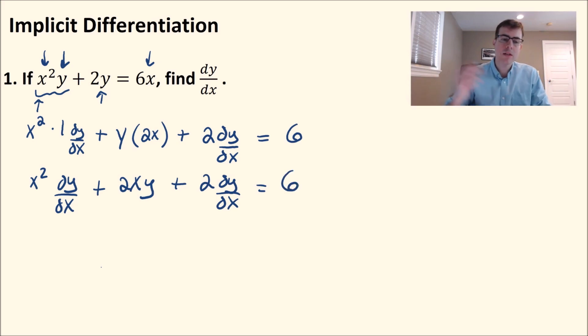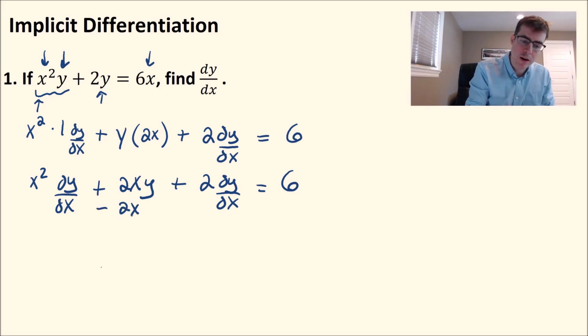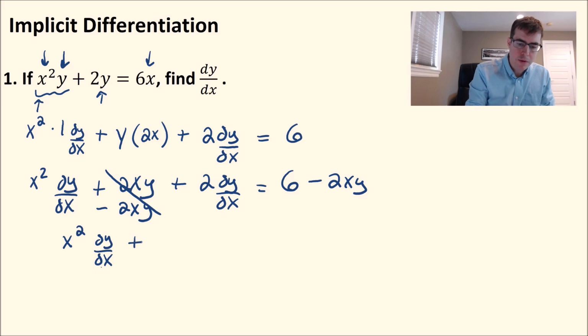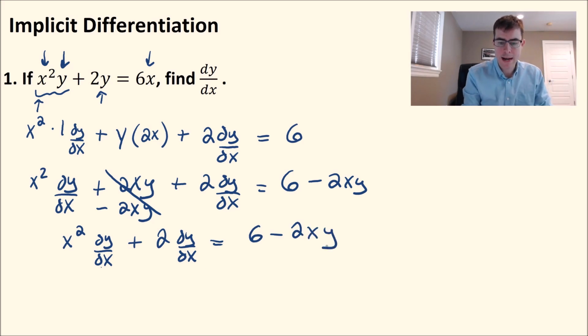Okay, the next thing you want to do is isolate your dy dx's by keeping them on one side and bringing everything else to the other side. So I'm going to subtract 2xy from both sides so that we're left with x squared dy dx plus 2 dy dx equals 6 minus 2xy.